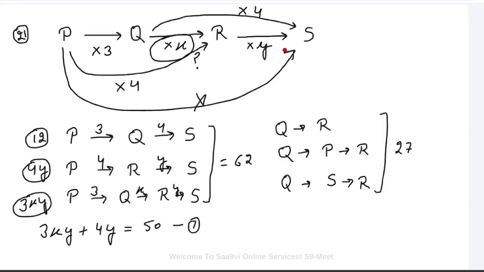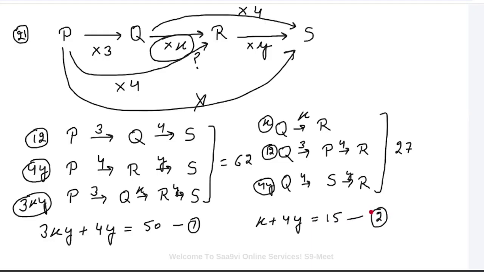And here Q to R, that is X. Q to P, that is 3 again, and P to R, that is 4, that becomes 12. Now Q to S, that is 4, and S to R, that is Y, so this is 4Y. The same way we can say X plus 4Y is equal to 27 minus 12, 15. This is the second equation.